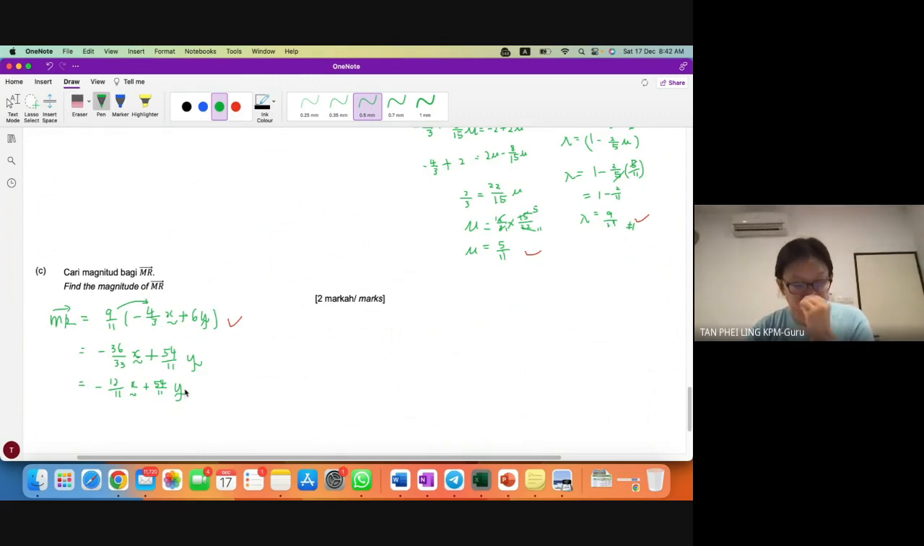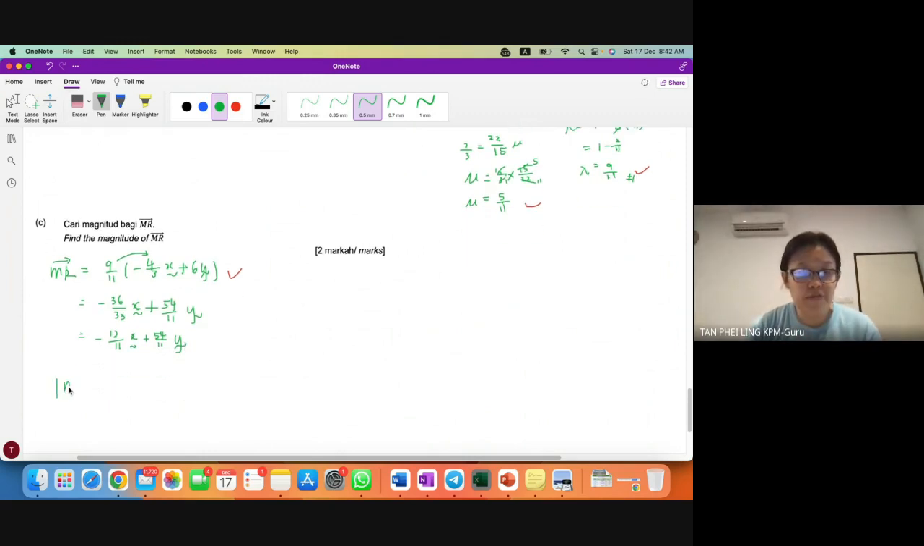Once I get my MR, remember you want the magnitude of MR, you have to use, what formula is that? Can you recall or not? First thing, find the magnitude first. Magnitude will be using the square, Pythagoras theorem, where you have the term of x, minus 12 over 11, the whole thing squared, plus 54 over 11, the whole thing squared. The distance formula, right? Then you take a calculator. Do it slowly, okay? Plus 54. Then you should be getting this.